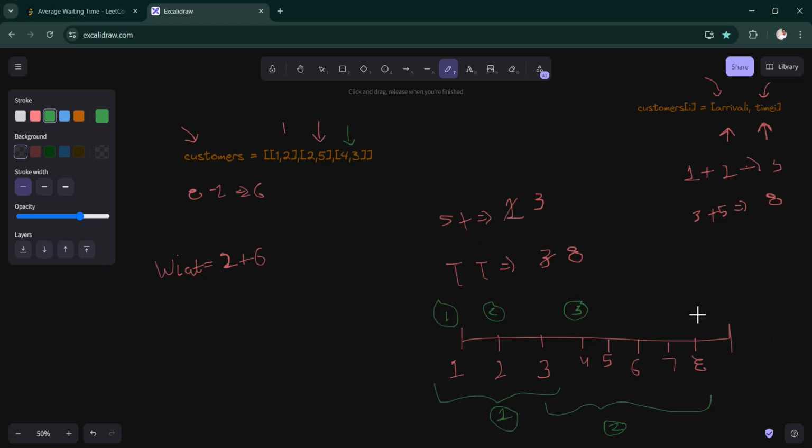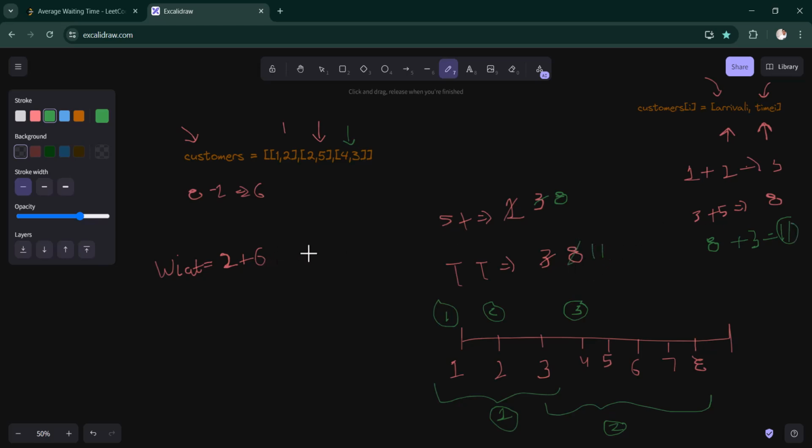Third customer has arrived, but at what point will the chef start? When he is finished with the previous order. He finished the previous order at 8, so the starting point will be 8. Now what is the total time it will take? He has started at 8 and the time taken to prepare his order is 3 units of time, so the total time to prepare that order is 11.